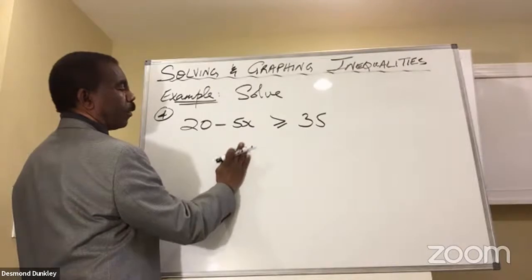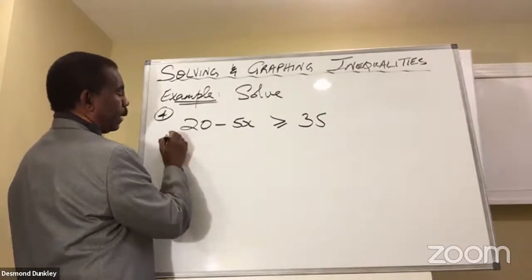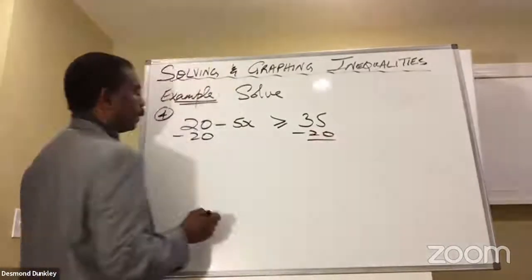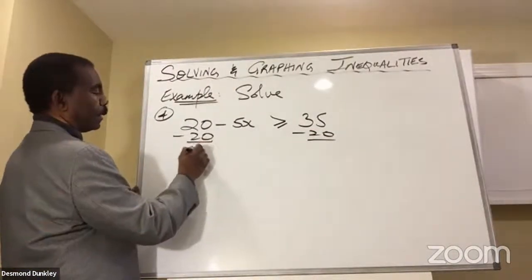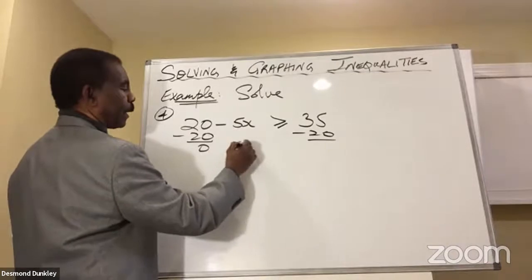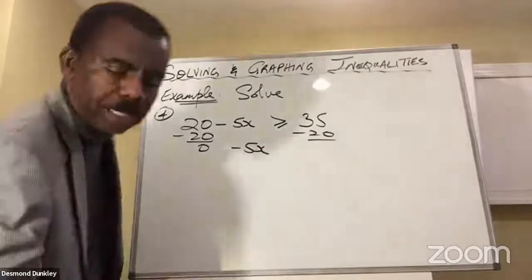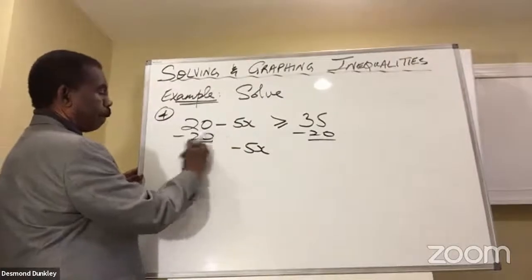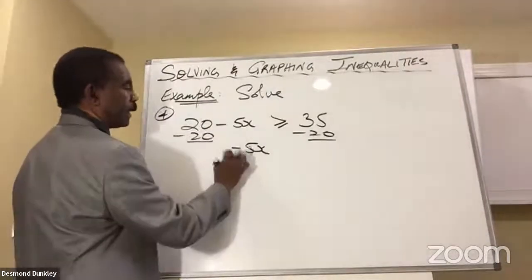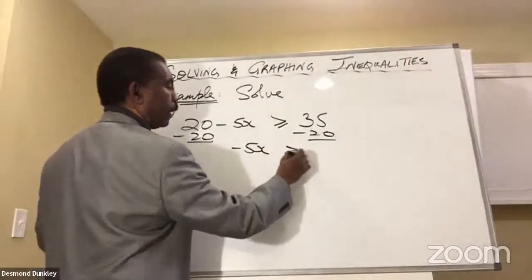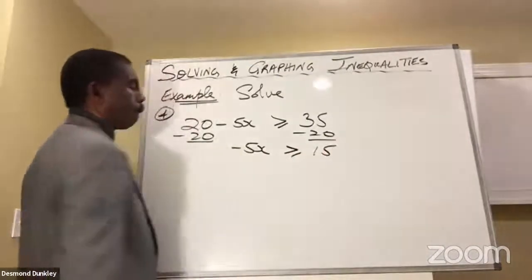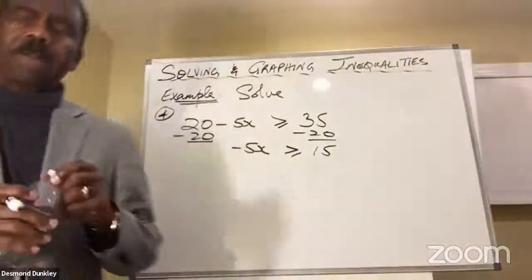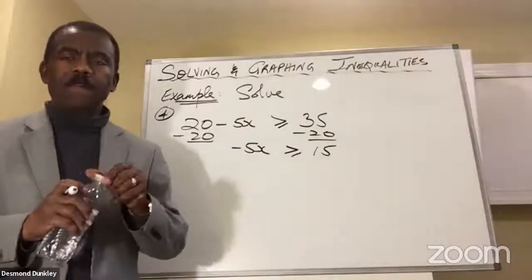So we need to get x alone on the left, so we need to get rid of the 20. So we subtract 20, subtract 20. So now we end up with 0. So this is negative 5x. I don't need to write the 0. It's not necessary. Negative 5x is left. Is greater than or equal to 15. So now we need to get x by itself. We need to get rid of the negative 5.